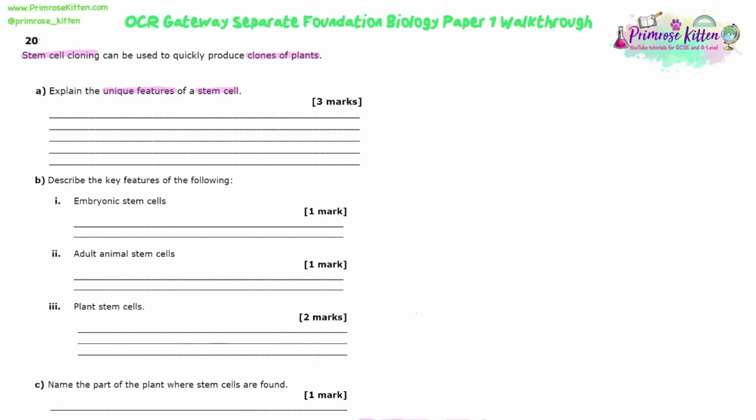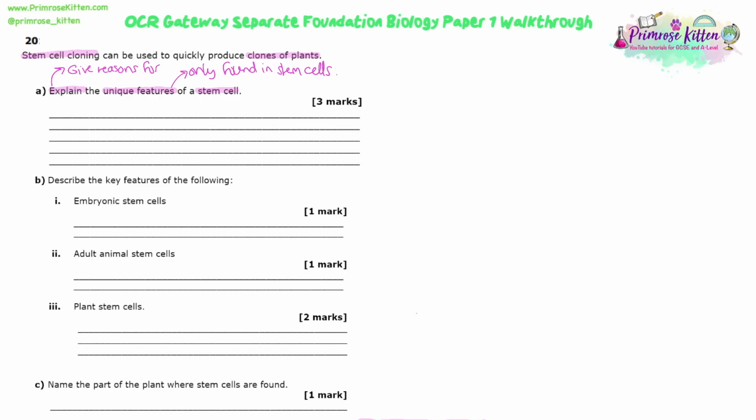So first of all, explain the unique features of a stem cell. So give reasons why stem cells are unique, really. What are the features that we can only describe as being found in stem cells? Hopefully you should know what stem cells do and what they are, but they basically can become any type of cell because they are undifferentiated.